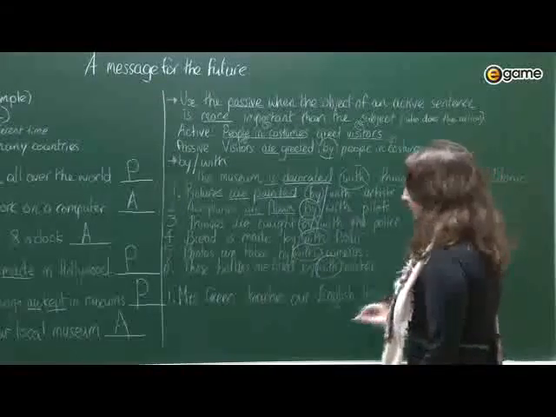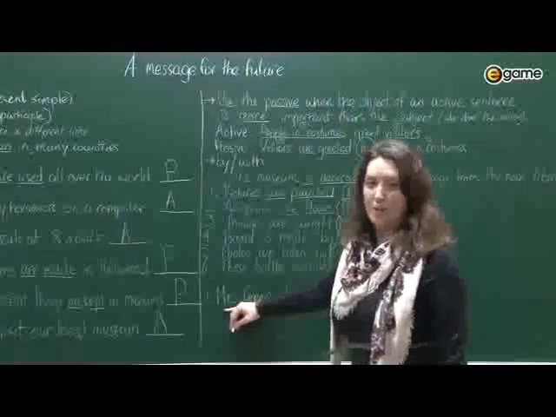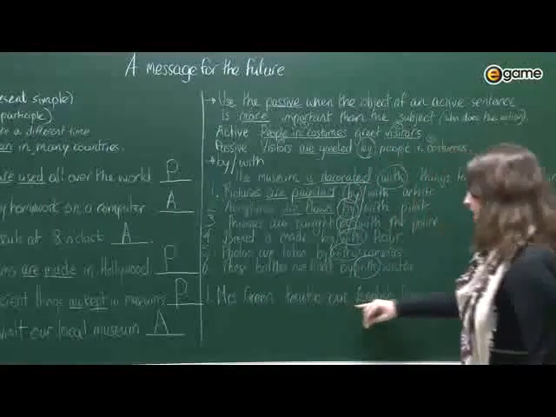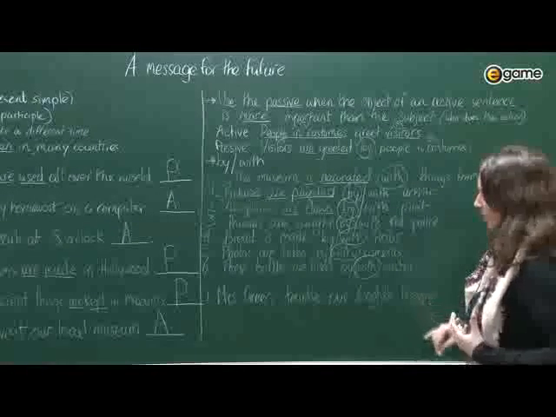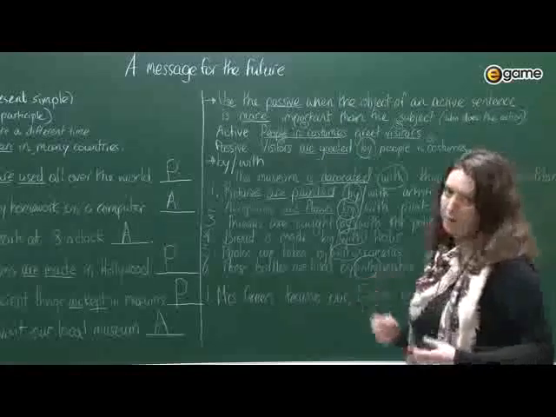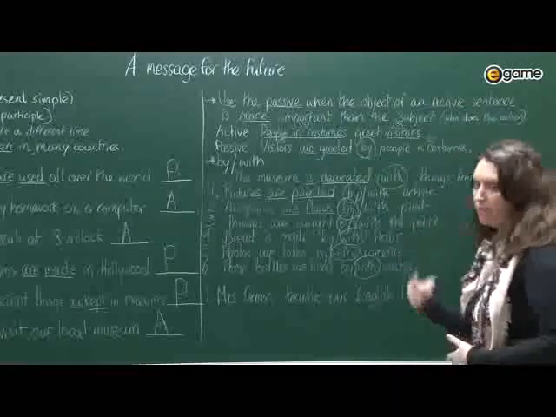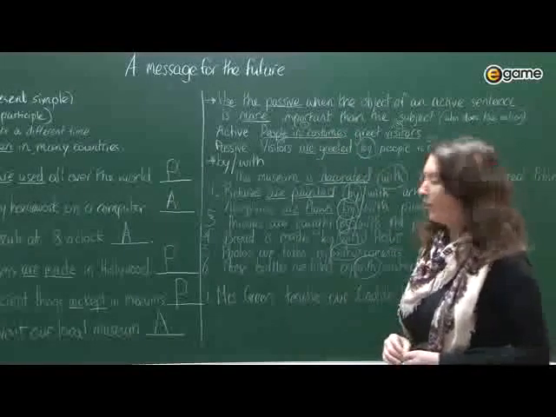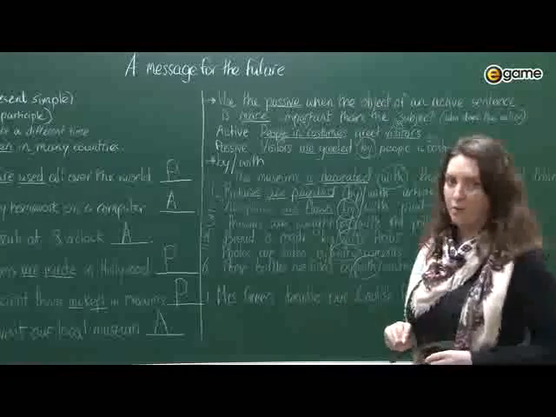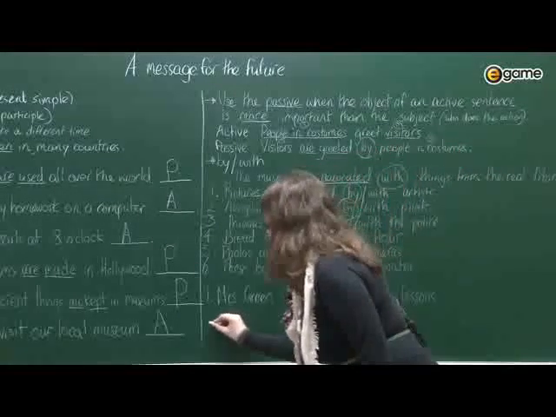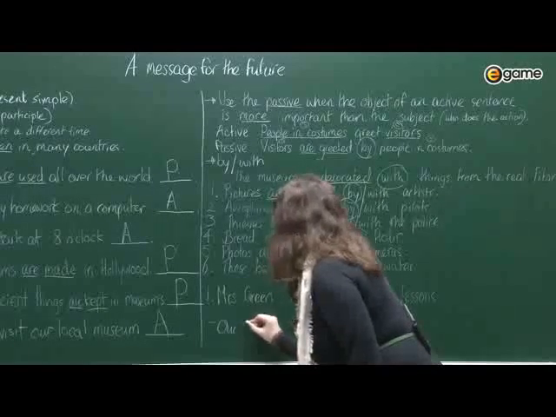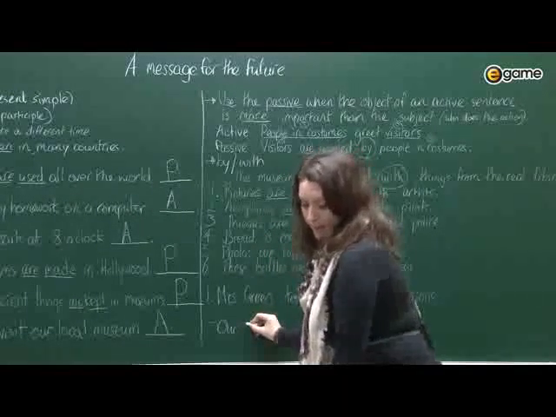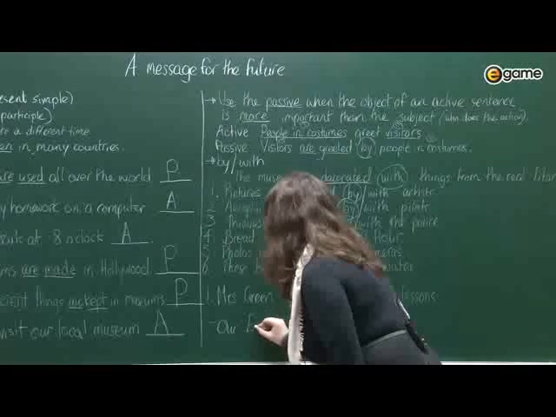Okay, so Mrs. Green is the subject. Our English lessons are the object. So we want the object to be more important. So let's rewrite it using the passive. So we start with the object, our English lessons.